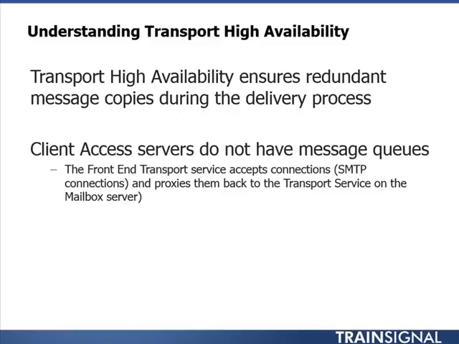Well, in all honesty, the client access servers do not have message queues. They accept SMTP connections and they proxy mail that comes in back to the transport service on the mailbox server. And that's where it ends. The client access servers do not provide any transport high availability. They really just are sort of a go-between between that SMTP connection to the outside and your internal organization. Okay, so we don't have to think about anything in that respect as far as what your client access servers do for your transport high availability. Everything is pushed off to the mailbox server role.